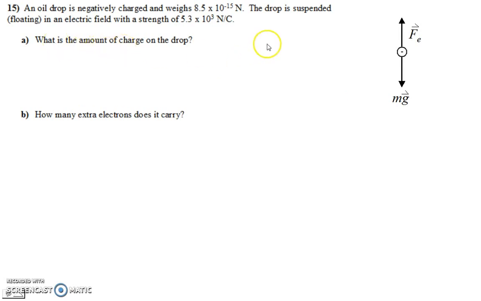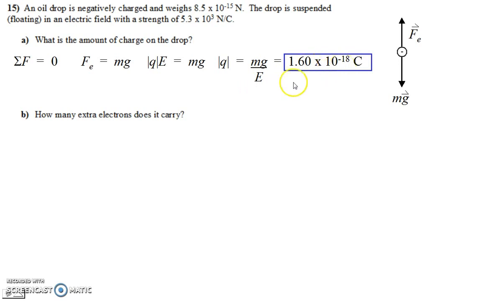Alright, so we want to find the amount of charge on the drop. So we know the net force is 0, which means these forces have to cancel out. So the magnitude of this force has to be the magnitude of the gravitational force. So we just substitute here as QE equals mg, and we're solving for the charge, so it's Q equals mg over E. And now you put numbers in. If you didn't get this far, pause the video, try it on your own.